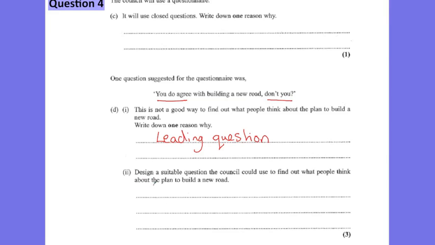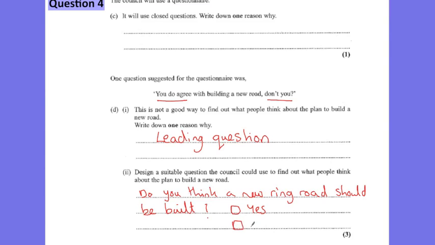We're then asked to design a suitable question the council could use to find out what people think about the plan to build a new ring road. So we need to keep the question really, really simple, and we need to have response boxes. So something simple. Do you think a new ring road should be built? Now we need to make sure that we close this question by giving the response boxes. Yes, no, don't know. So really simple. Do you think a new ring road should be built? Yes, no, don't know.